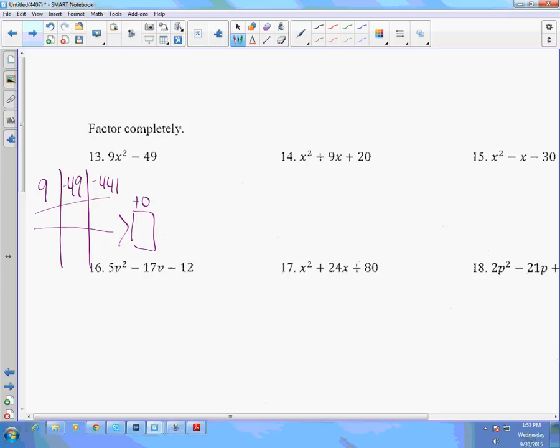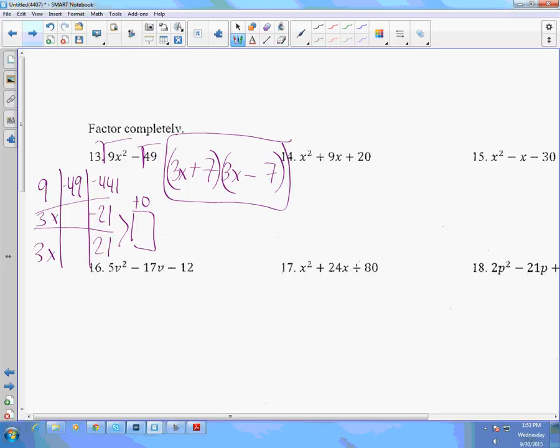What's the square root of 9x squared? 3x. What's the square root of 49? 7. Because we're taking the square roots, one is positive, one is negative. If you did it here, you would get, I think it's 441. Square root of 441 is 21. If I did this, I'd have negative 21, positive 21. And then the other way I did, I'd have 3x and 3x, negative 7 and 7. See, it's the same thing.